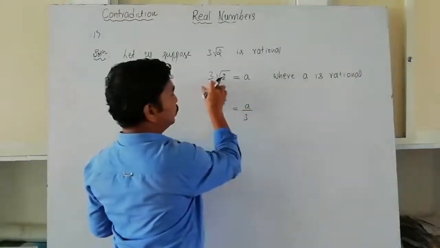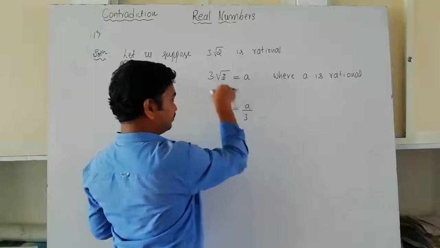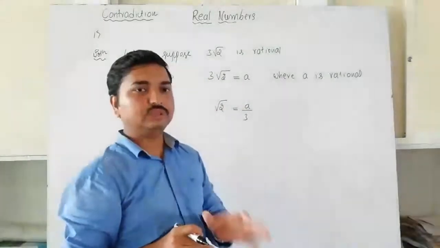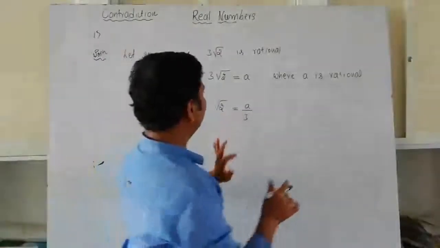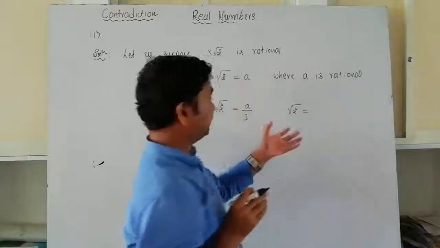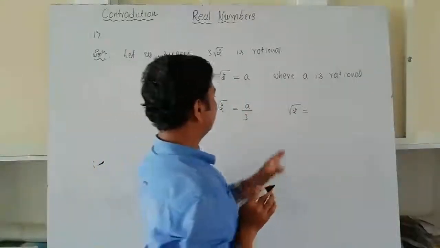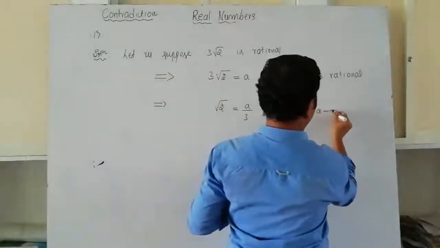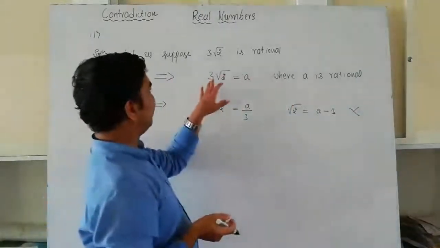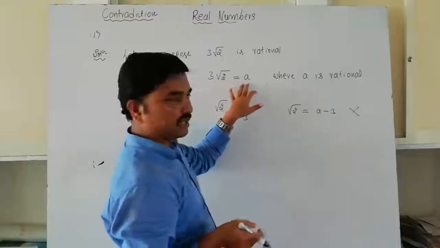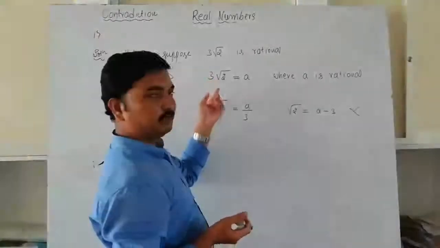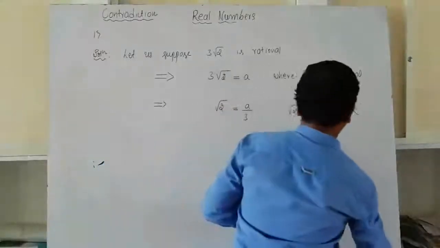This is because here 3 into root 2 is there. It is a multiplication. So that's why it will come to the denominator. Many students make this mistake. Many students in the previous year, I have seen, write root 2 is equal to a minus 3. This is actually wrong. It will not happen like that. Only when 3 plus root 2 is equal to a, then it will become a minus 3. Now it is actually multiplication, so you need to cross multiply.